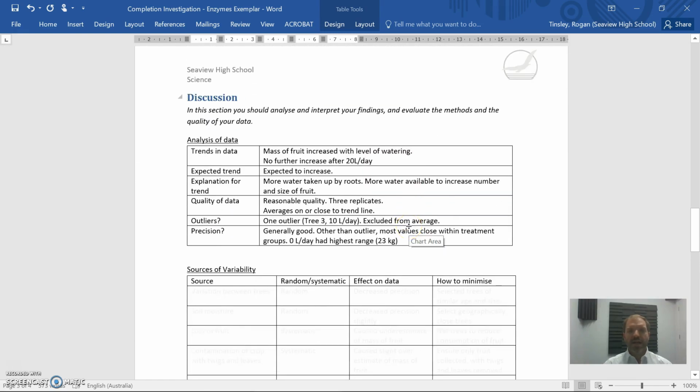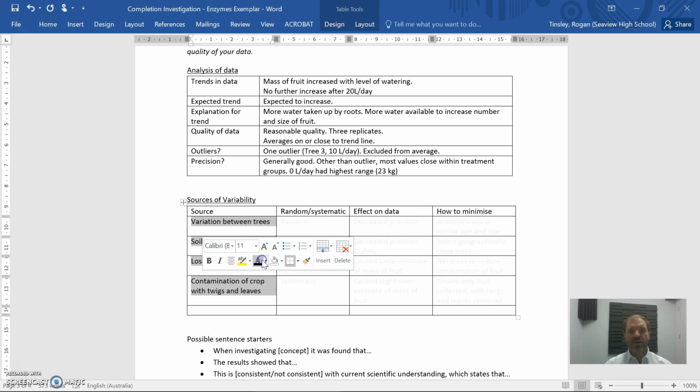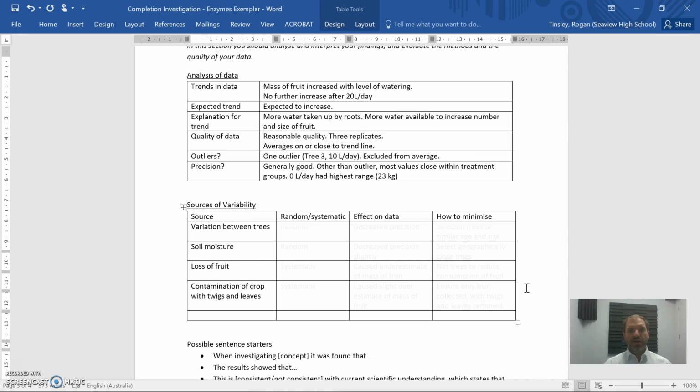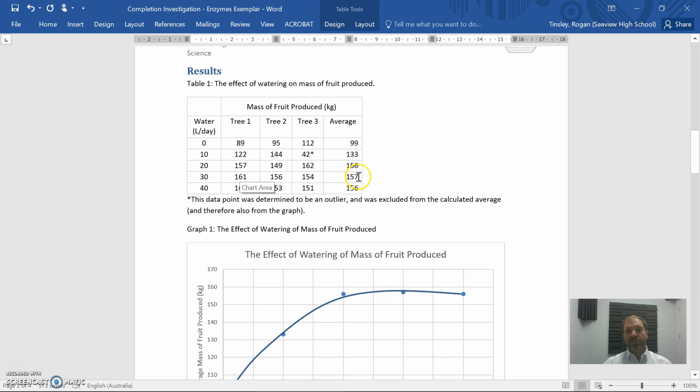Okay, so that's about analysing the results in the data. Now, the next bit might help us to explain why there is variance. So, sources of variability. In this first column, we're just going to identify some sources of variability. Why is it that with 30 litres per day, not every tree is yielding the same 157? This one's a bit higher, these two are a bit lower. Why is there that variability?